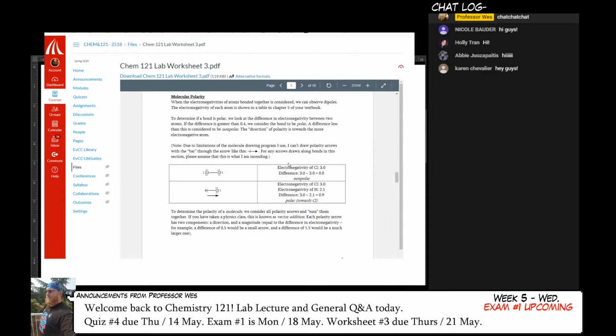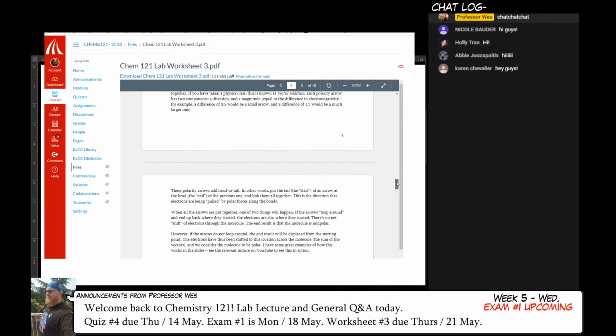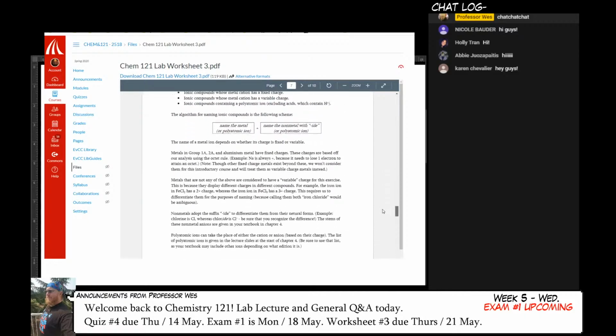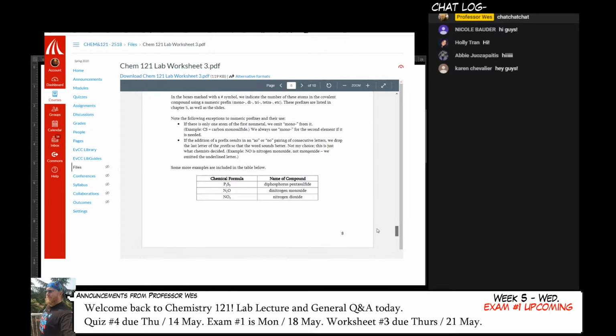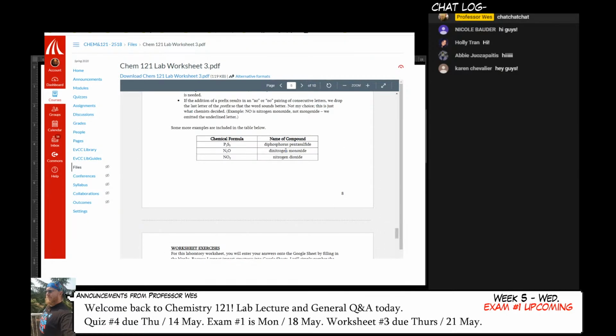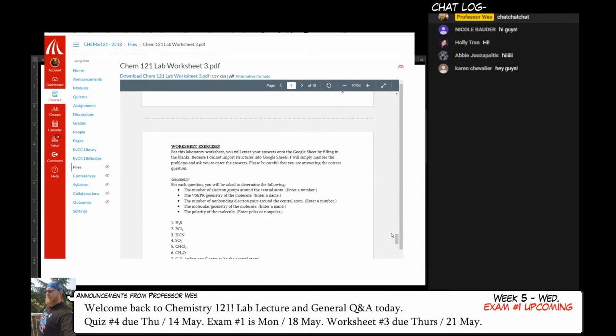We're going to cover that tomorrow. So don't worry too much about polarity. If you are looking at the worksheet, you're like, what is this? We haven't learned it yet. We're going to cover it tomorrow. But everything else should be stuff that you have learned to do, except for the naming of molecular compounds, which we'll also hopefully get to tomorrow. If not, then we'll get to it on Tuesday.